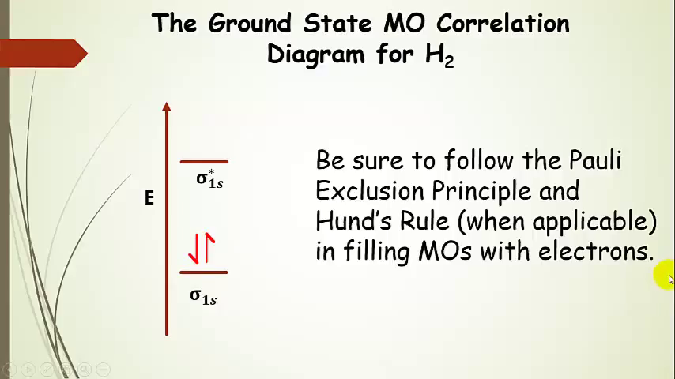And also remember Hund's rule, which won't apply in this particular example, but later on we're going to have to remember that. And that's where we keep electrons unpaired until we have to pair them, and they need to have the same spin if they're unpaired in degenerate orbitals or equal energy orbitals.